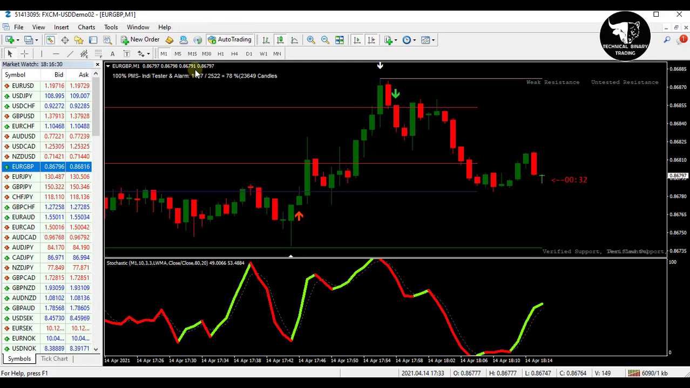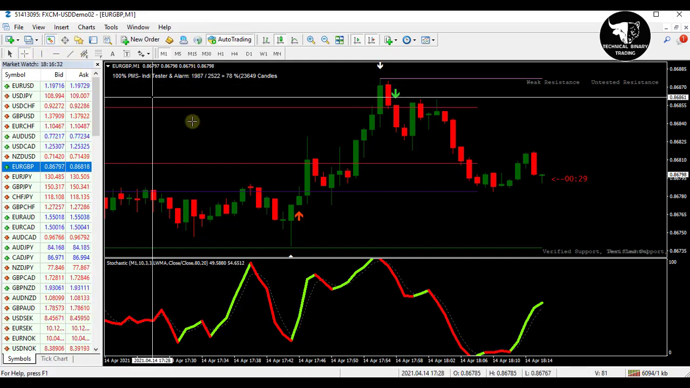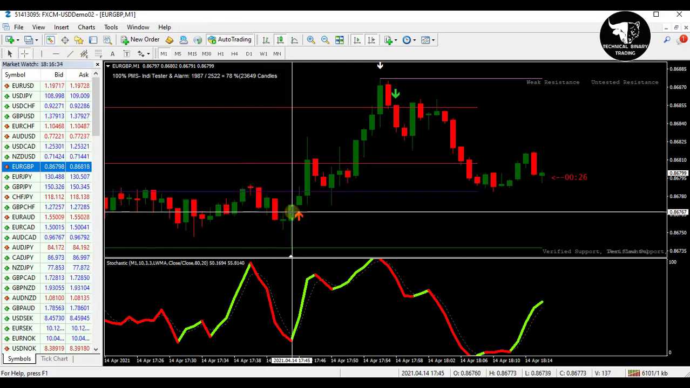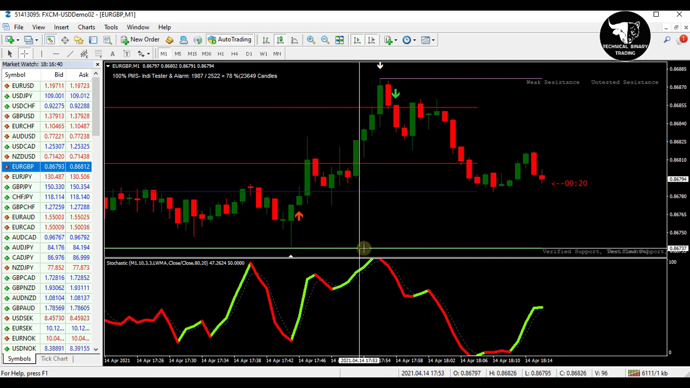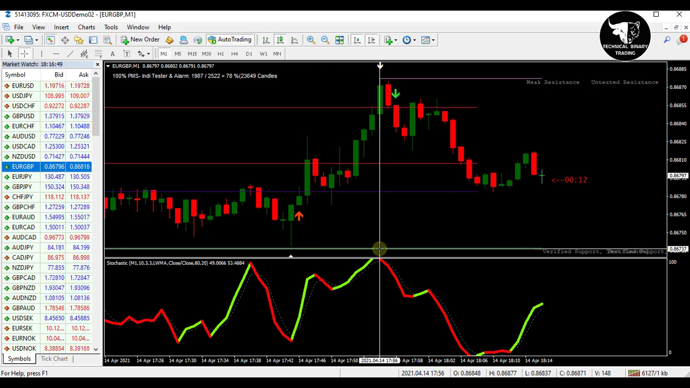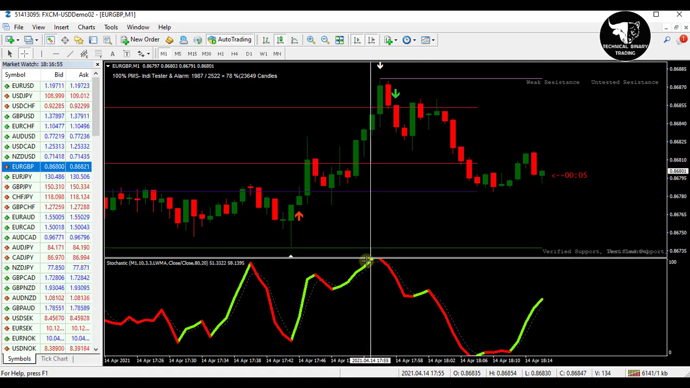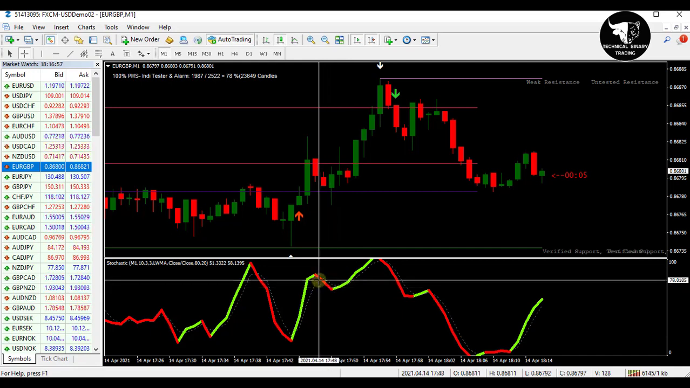Let me show you with the help of the crosshair. Here you can see the white arrow appears when the stochastic has changed the color from red to green, which means the stochastic line has crossed the signal line and a support line is formed. Whereas here the white arrow appears when the green line is converted to red and the resistance line has been touched.